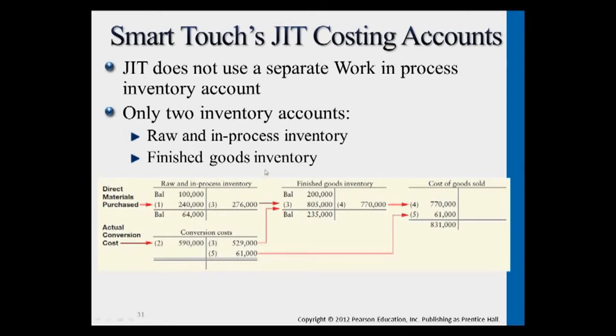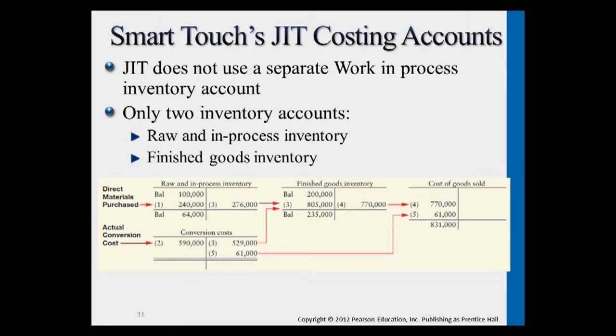So usually right about here, we'll see the work in process, not anymore. That means the problem in the exam on the JIT would be easier than the other one. So once we're done with the finished goods inventory, when we sold that product, I have another account and it's called cost of goods sold. Same thing, right?